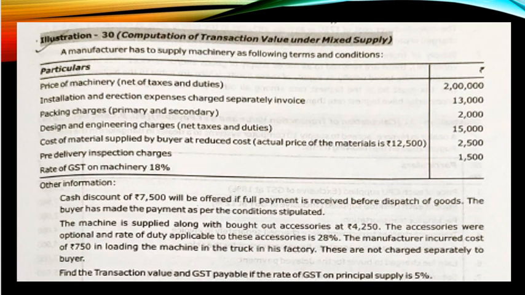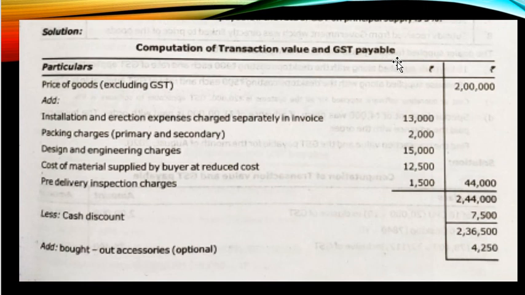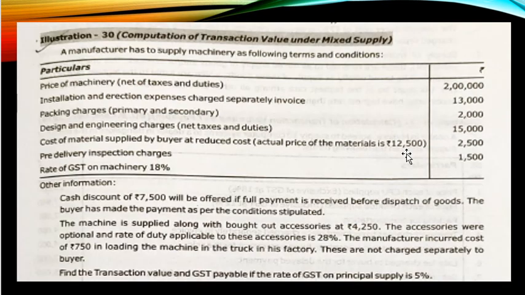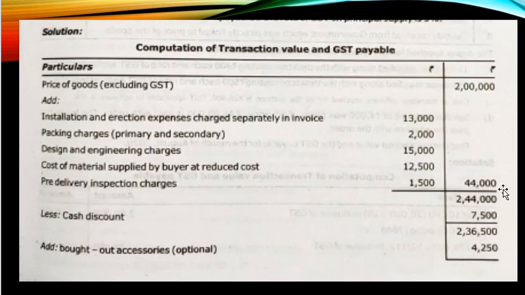So now let us get into the calculation. Computation of transaction value and GST payable. Price of goods excluding GST is 2 lakh. Add installation expenses 13,000, packing charges 2,000, design and engineering 15,000, cost of material supplied by the buyer at the actual price, which is 12,500. So not the reduced value but the actual value. How did you get this 12,500? Read the question, which states the actual price of the material is 12,500. Pre-delivery inspection 1,500, so the total is 2,44,000.